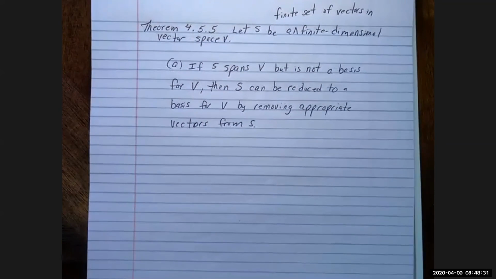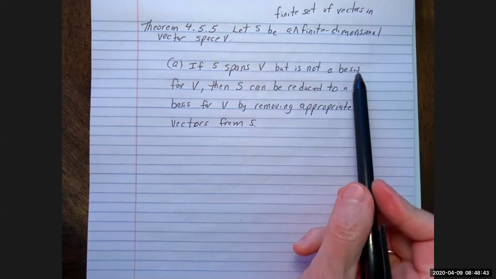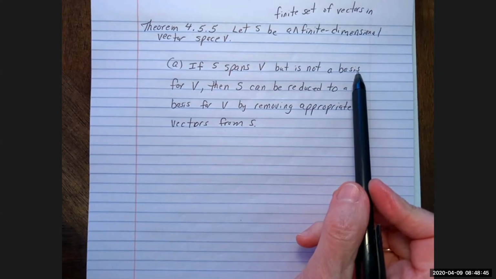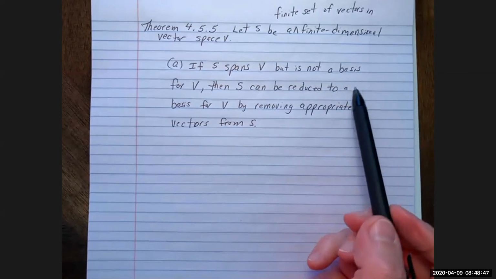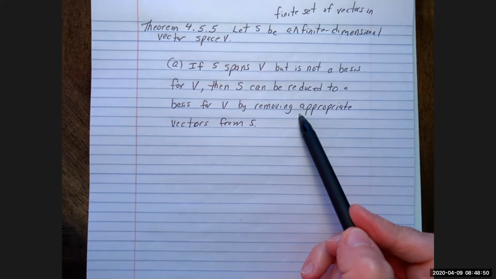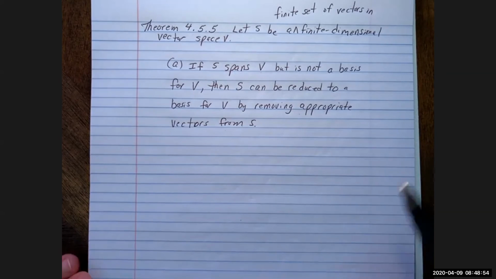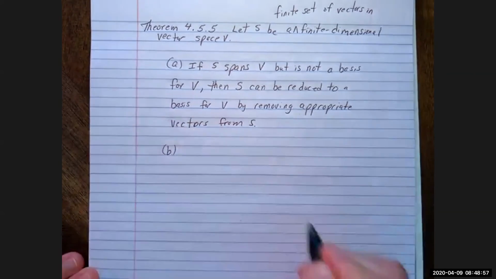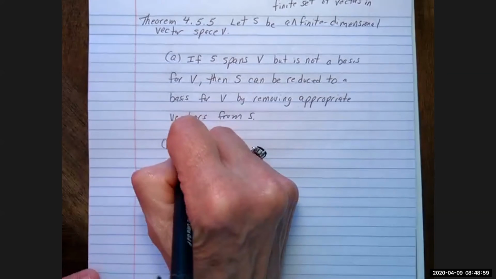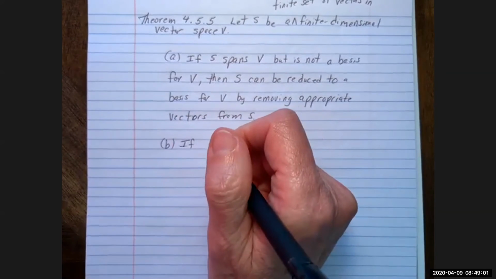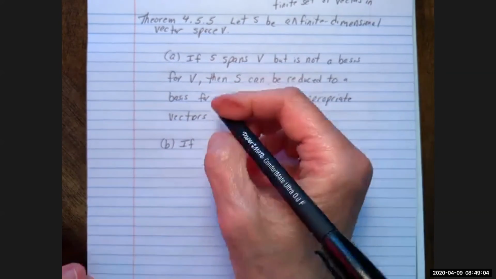Okay, so what this says is if you have a set of vectors, a finite set of vectors, where it's not saying how many are in it, in a finite dimensional vector space V, if you have a set that spans, but it's not a basis, that means it spans, so you can get everything in the vector space, but it's not linearly independent. Then you can take out the appropriate vectors and end up with a basis. And then this one is the opposite. If we've got a linearly independent set, but it doesn't span, then you can add things to it.